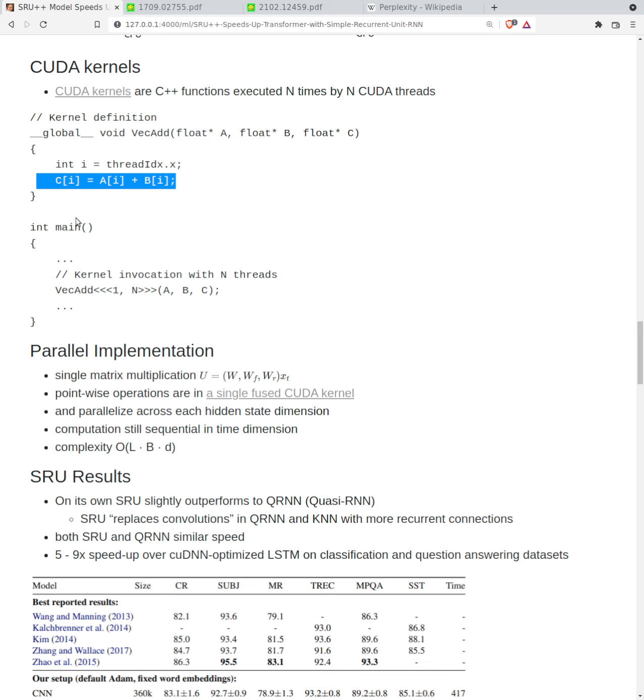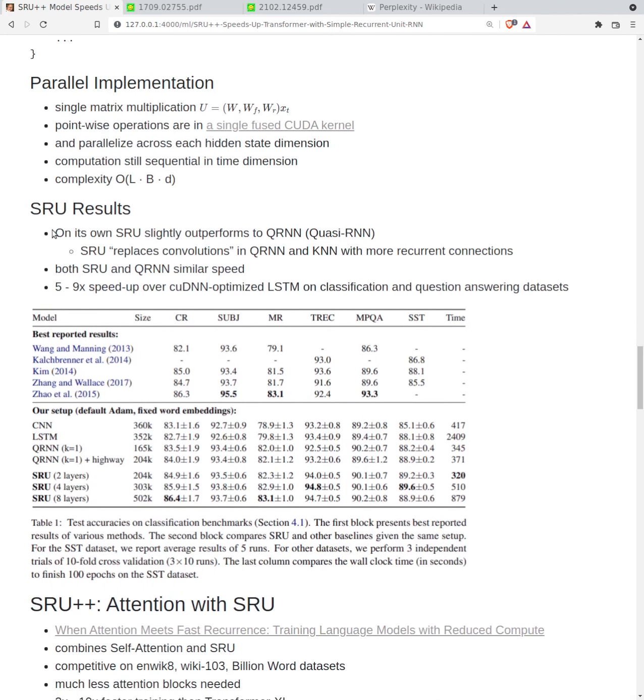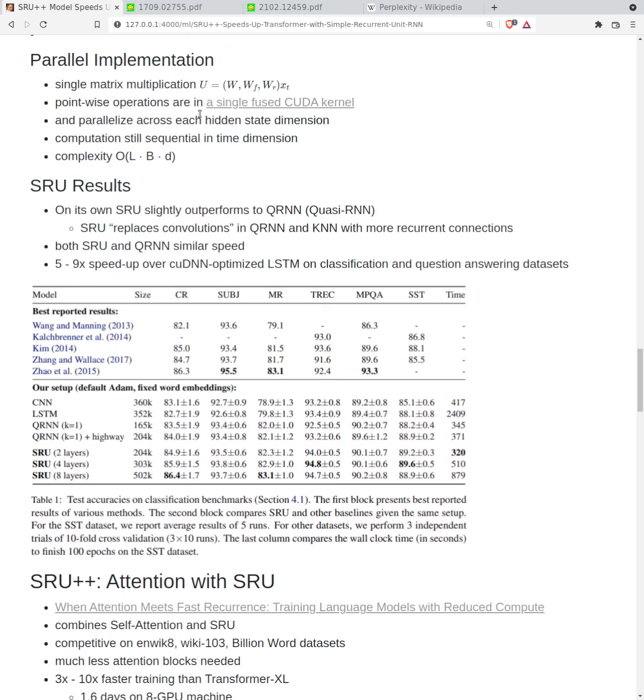And in this way, the authors of the paper actually have written their own fused CUDA kernel and implemented this very fast. So the implementation is that they do the single matrix multiplication first. That's parallelizable. Then they do pointwise operations in a single CUDA fused kernel, those gates and so on. Right? They do this in parallel using the thread number. And while the computation is still sequential in the time dimension, they are parallel in the dimension.